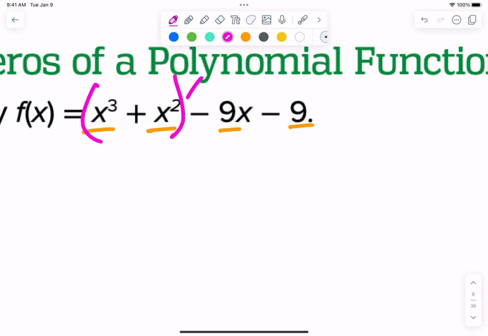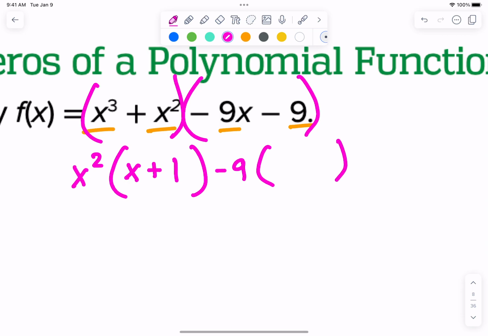What's this called? Grouping. Factor by grouping. If I group them and pull out, what are you going to pull out of the first piece? X squared. Left over is x plus 1. What are you going to take out of the second piece? Negative 9, and left over is x plus 1, right? Because you're taking the negative out.